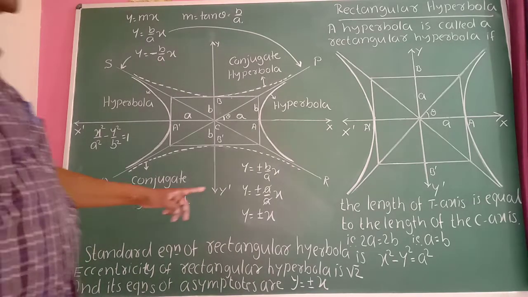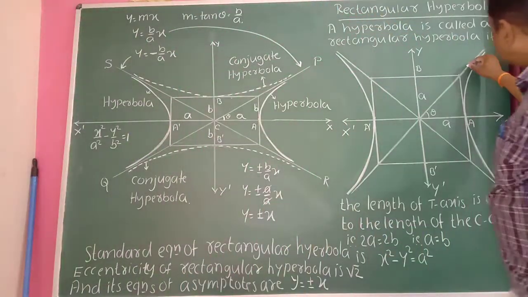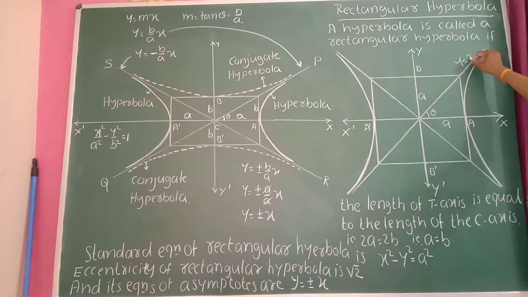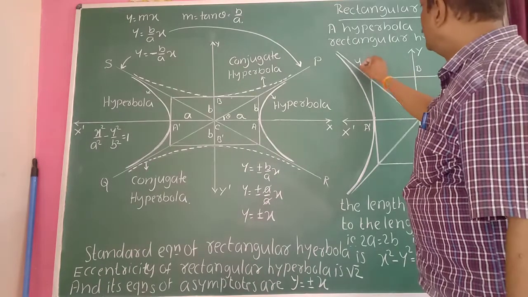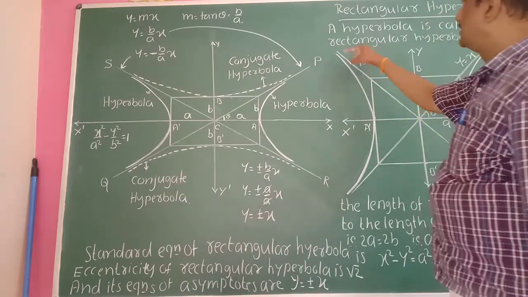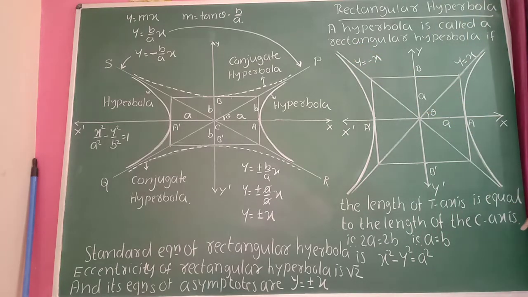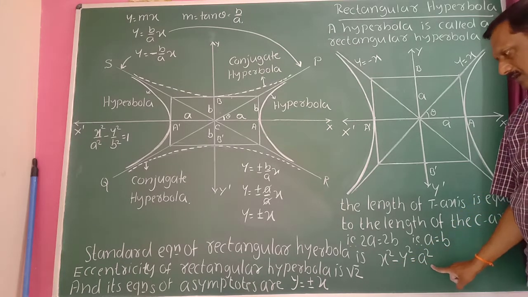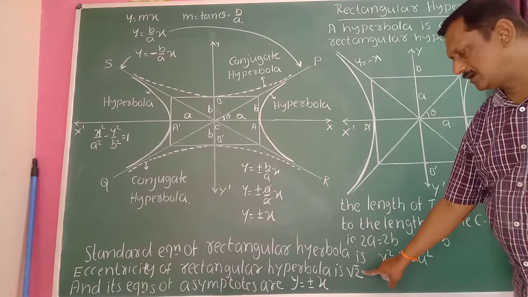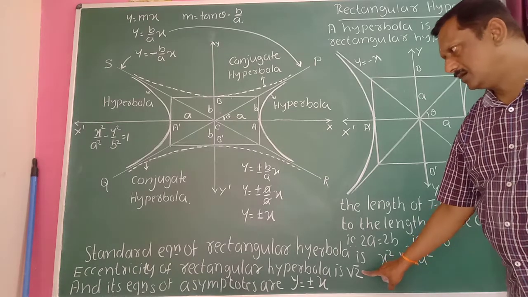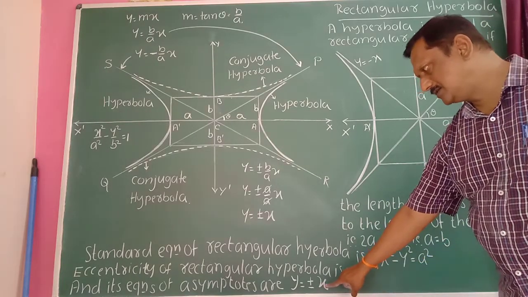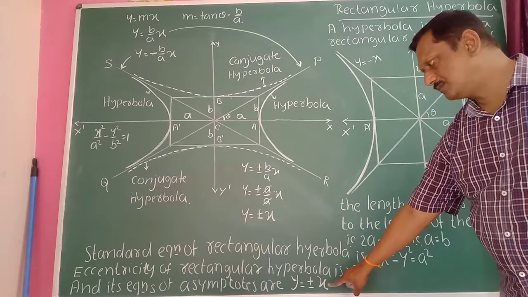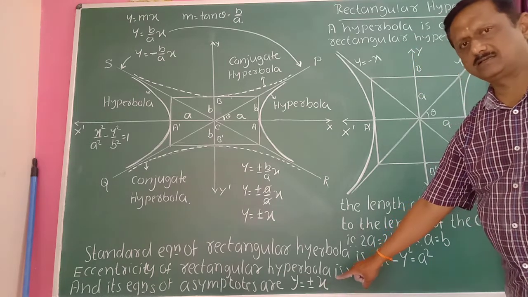y is equal to x is the equation of this asymptote, and y is equal to minus x is the equation of this asymptote. Therefore, the standard equation of the rectangular hyperbola is x square minus y square is equal to a square, the eccentricity of the rectangular hyperbola is root 2, and the equations of the asymptotes are y is equal to plus or minus x.